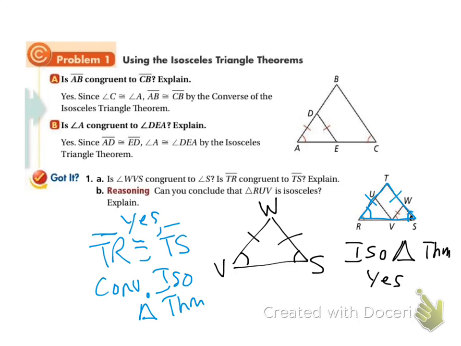Remember, converse just means you switch the if and the then. So my isosceles triangle theorem says if the legs are congruent, then the base angles are congruent. And the converse is when I switch those. So if the angles are congruent, then the legs are congruent.